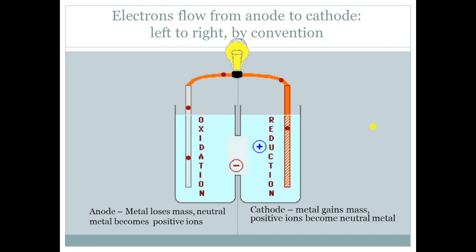A couple of terms and a couple of conventions we're going to use with batteries. We set it up so that the oxidation happens on the left and the reduction happens on the right. And that way our electrons are going to flow from left to right through our circuit. We call where our oxidation is happening our anode. This metal is going to lose mass, because our neutral metal is going to become positive ions. In our reduction side, we're going to call that our cathode. The metal is going to gain mass because positive ions are going to become neutral metal. Again, this can happen with nonmetals. We're mostly going to focus on metals because those are easier to build batteries out of.